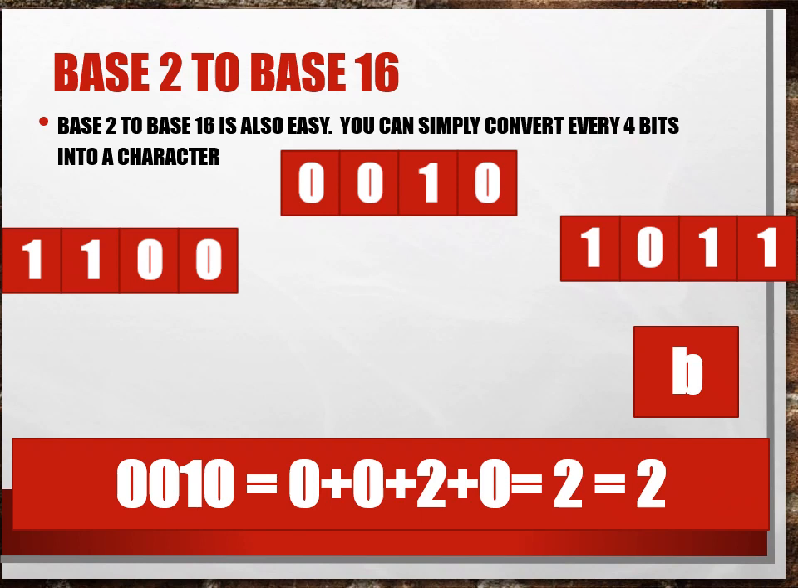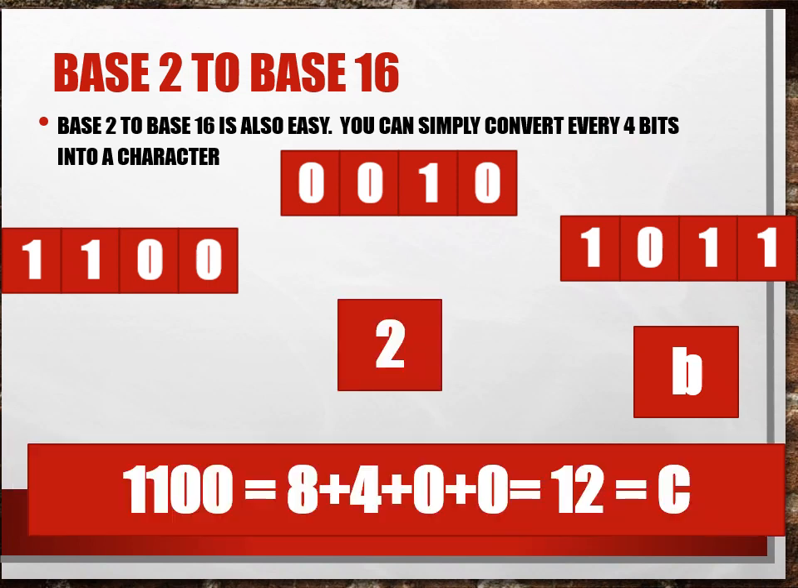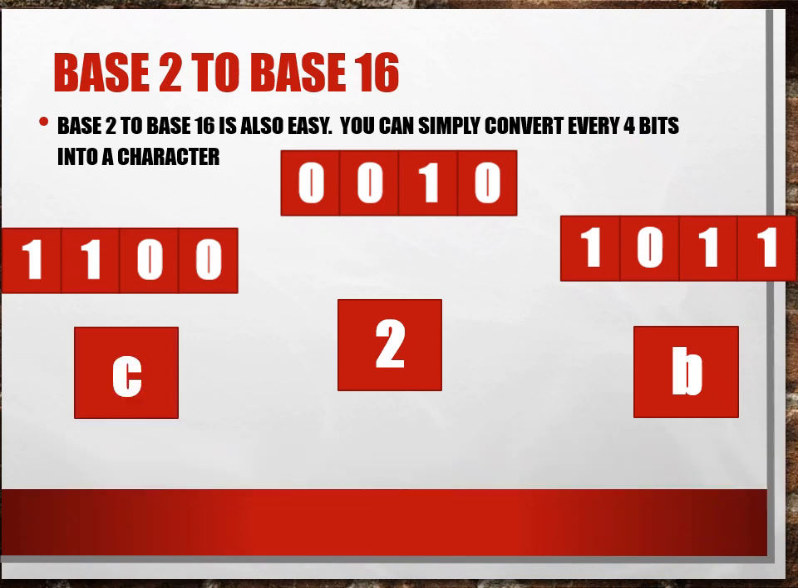That's a 0 in the 8's place, a 0 in the 4's place, a 1 in the 2's place, and a 0 in the 1's place. So this is the number 2 in binary. And this is a 1, 1, 0, 1. So I've got a 1 in the 8's place. I've got a 1 in the 4's place. I have zeros here, so it's going to be a 4 plus 2, which is 12. This is C. So this in hexadecimal is C2B. So converting back and forth between base 2 and base 16 is very simple. We can simply treat them as 4 bits at a time.